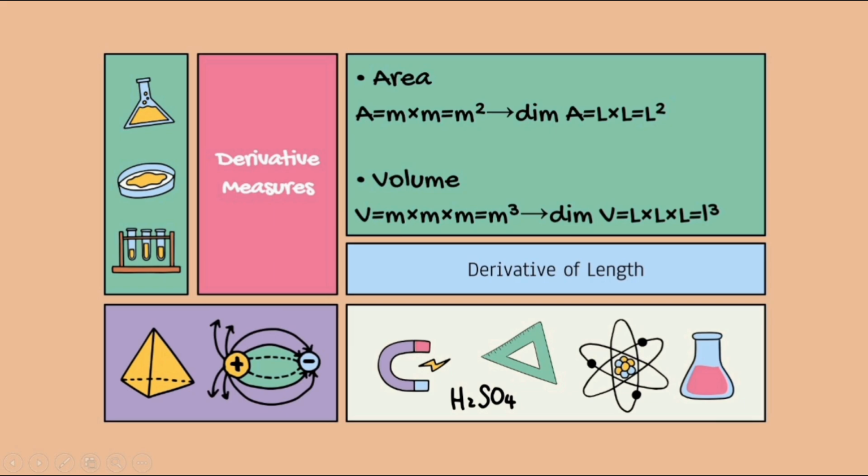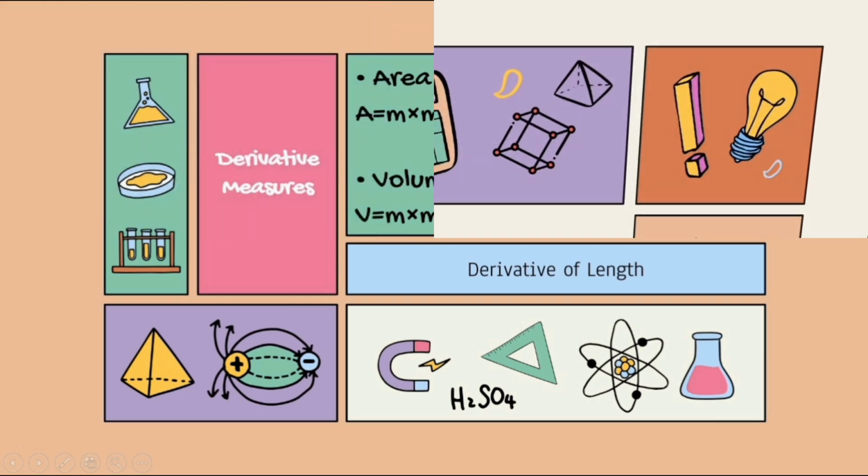While the dimension of the volume is length, L, the dimensions of the width are also L, and the dimensions of the height are also L, so the dimension of the volume is L cubed. From one main quantity, length, we can get two derived quantities, namely area and volume.